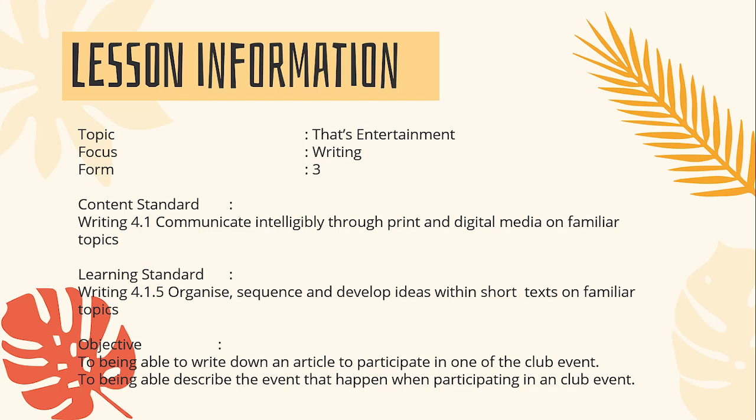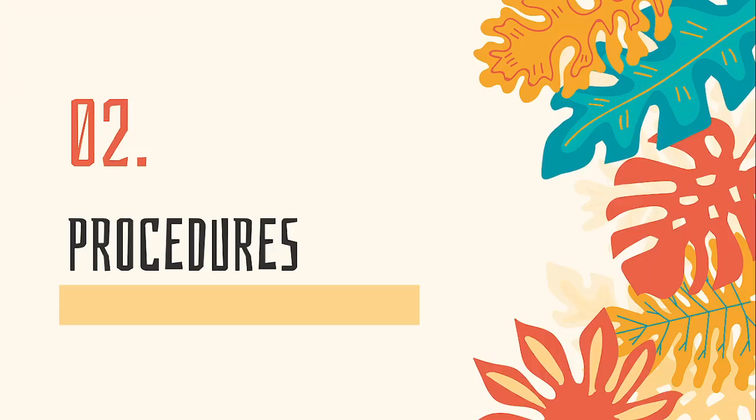on a familiar topic. So here's the objective of the lesson in question, which is to be able to write down an article based on one of the club activity events of the student's choosing, and to be able to describe the event that happened when participating in the club event. So let's move on to procedures.